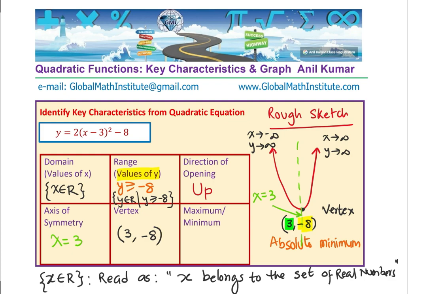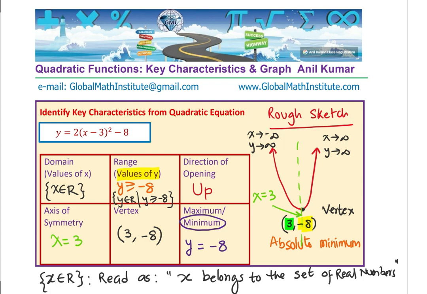Get the idea? And we already identified that the graph has an absolute minimum value. So it is absolute minimum, right? Which we are having, and the absolute minimum value is y equals minus 8. Makes sense?